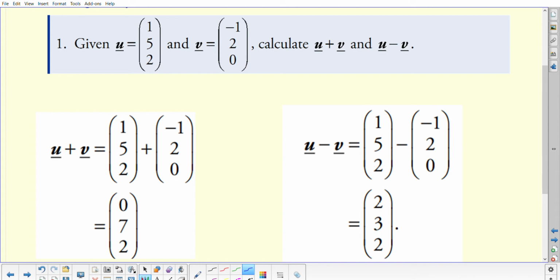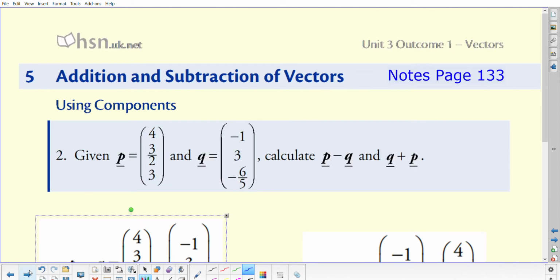When you're subtracting, you could, if you preferred, write it out as u add negative v, but there's no advantage over that because you are just subtracting them, and numerically it's easier to just deal with it as 1 minus 1. So that's 1 add 1, which gives you 2, 5 minus 2 gives you 3, and 2 minus 0 gives you 2. If you were drawing a diagram, it's better to think about it as u add negative v, but for a component form, it's okay to think in terms of subtraction.